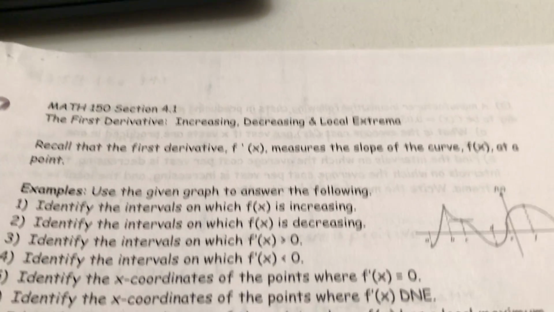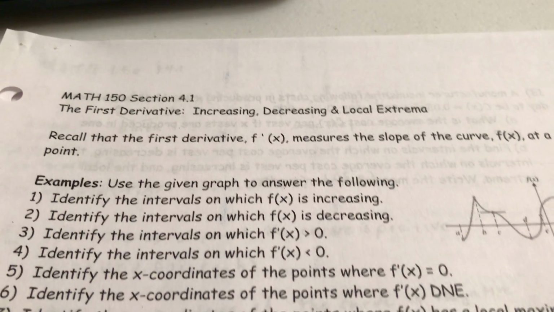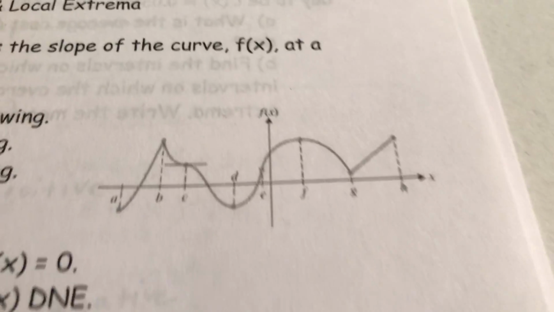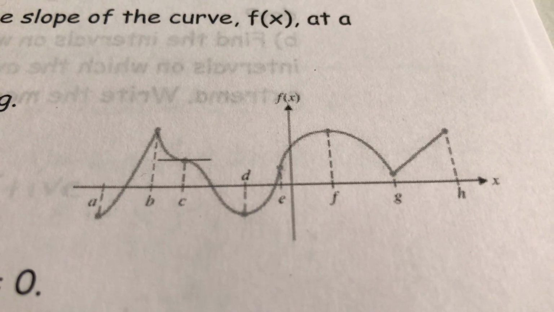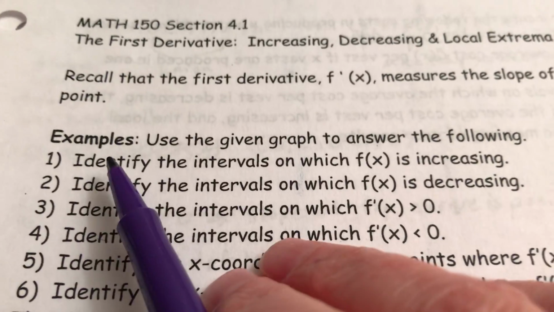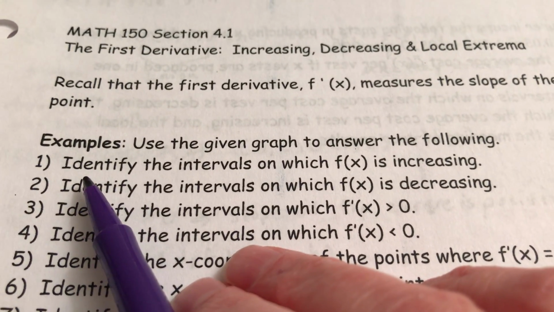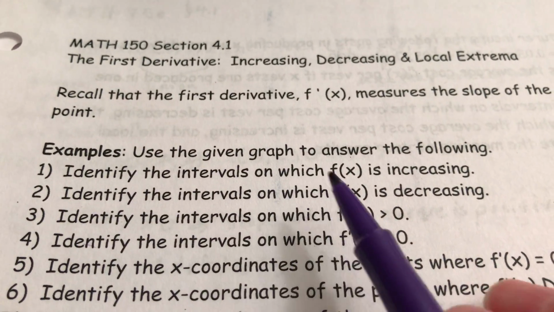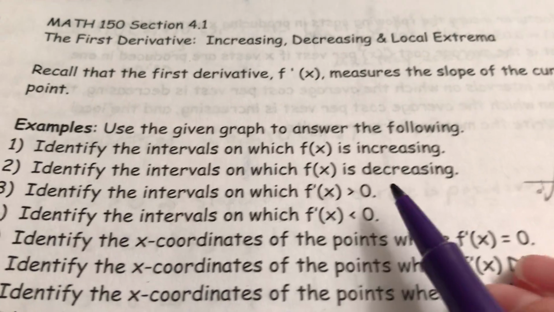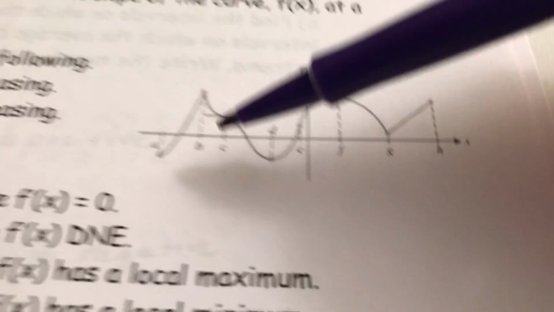All right, so what we're going to do is just get an idea of what max and min are. So we're going to look at this graph here, and you can pretty much use your intuition as to what increasing and decreasing mean. Number one: identify the intervals on which f is increasing. Number two: identify the intervals on which f is decreasing. So we're going to use our instincts on this one.